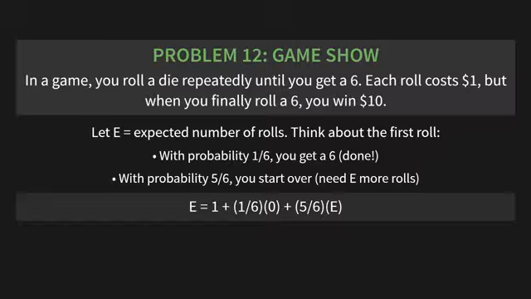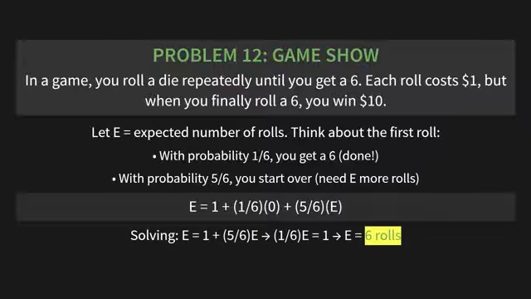That first roll always happens. If you succeed, 1/6 chance, you need 0 more rolls. If you fail, 5/6 chance, you expect E more rolls. Now here's the magic. We solve for E. A little algebra gives us E equals 6 rolls. On average, you'll need exactly 6 attempts to roll that 6.